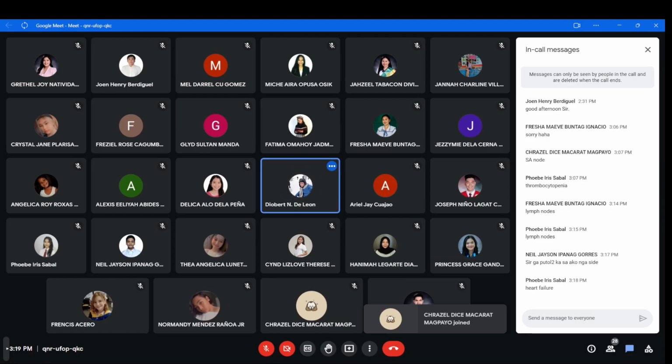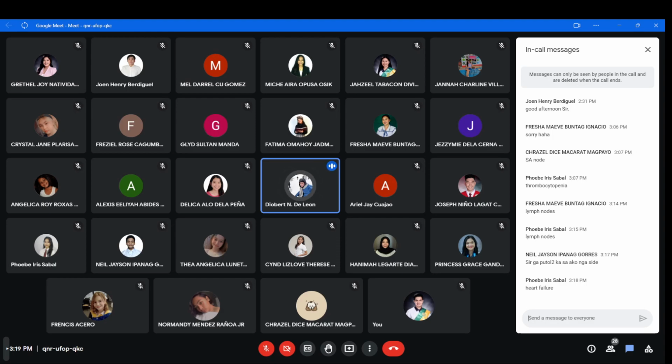Number 19, the following is the internal structures of a lymph node except trabecula, hilum, medullary, sinus, follicle, none of the above. What's your answer for number 19? Anyone? Okay, these internal structures that I mentioned a while ago are actually part of the lymph node: the trabecula, hilum, medullary, sinus, follicle. So the answer is none of the above.